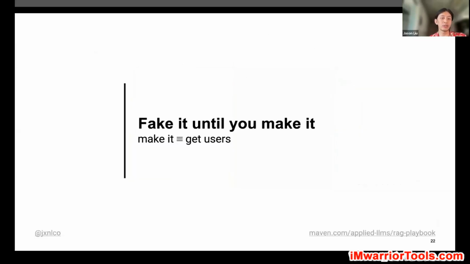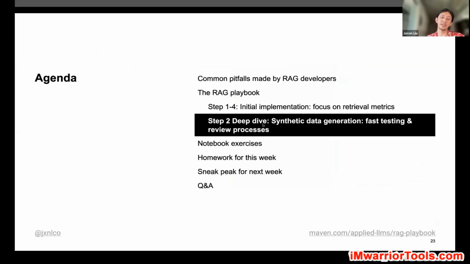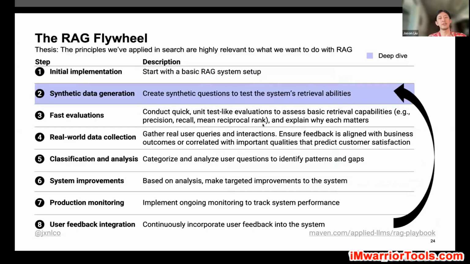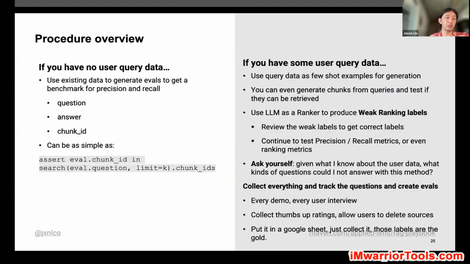And if you have no users to work with, this is where synthetic data becomes very, very useful. Fake it until you make it. With synthetic data, if you have no user data, the easiest thing you can do is take whatever asset you have, whether it's a document, an image, a table, or a text chunk, and ask a language model to produce questions. The simplest test you can run is just comparing whether or not the chunk ID of the document that you had generated the answer for is retrieved in your search system.